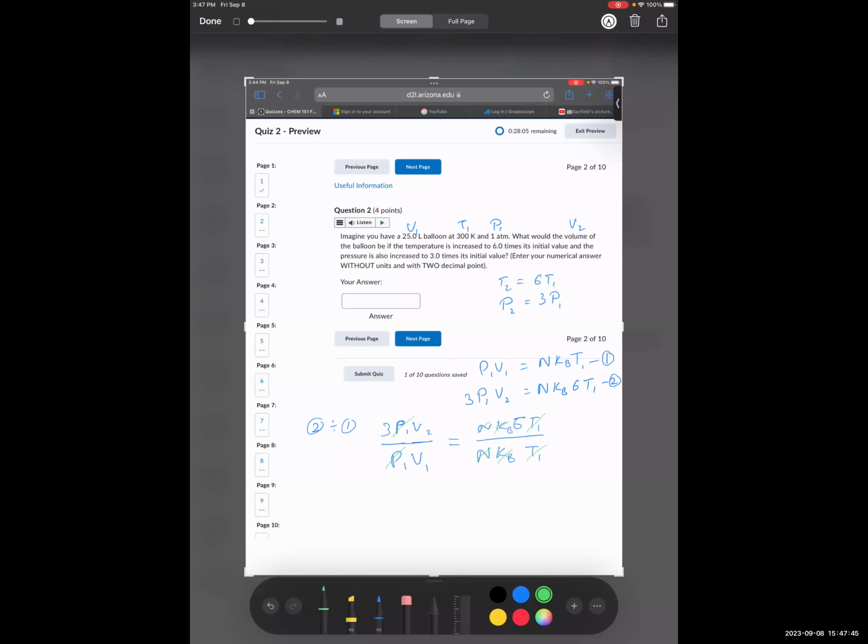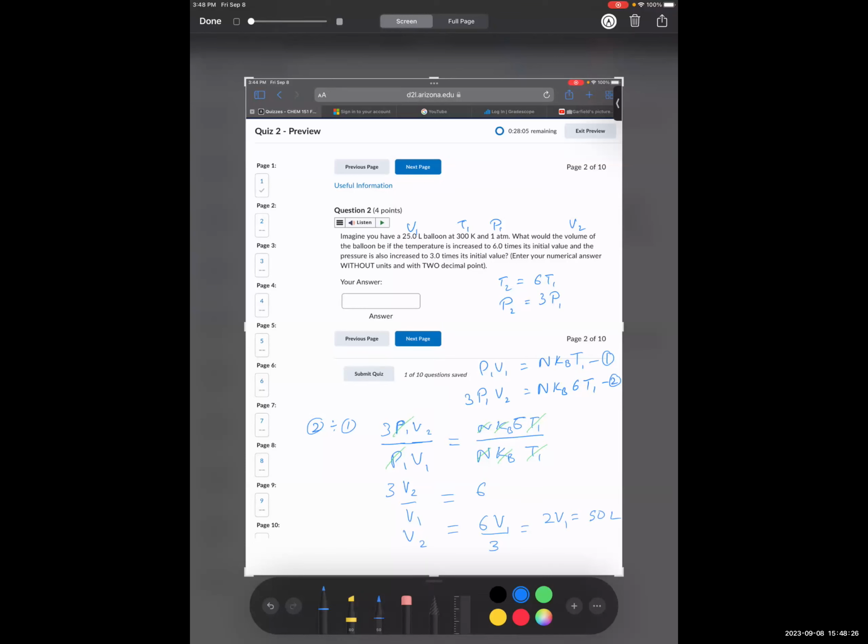What is left on the left-hand side is 3 V2 over V1, equal to, on the right-hand side, just 6 in the numerator. That means our final volume V2 is 6 times V1 divided by 3, which is 2 times V1. So V1 is 25 liters, and 2 times 25 is 50 liters. That should be your answer.